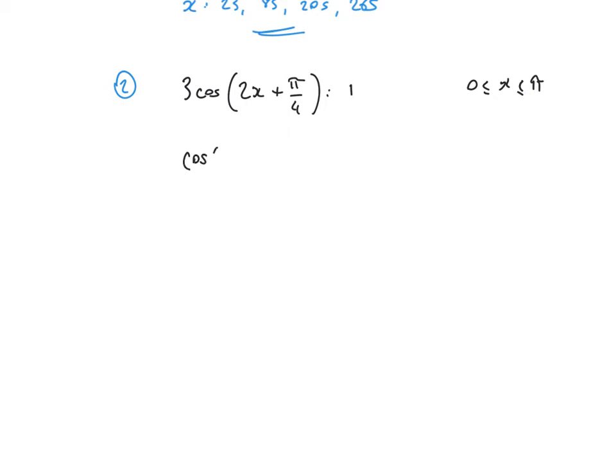The default for the calculator is often degrees mode, but you want to change that to radians mode. So bring the 3 down, divide: that's 1 divided by 3. What I should also do at this point is adjust my limits. My limits for x are between 0 and pi, so I'm going to multiply those limits by 2 and add pi over 4. The lower limit multiplied by 2 is still 0, add pi over 4, and the lower limit is pi over 4.